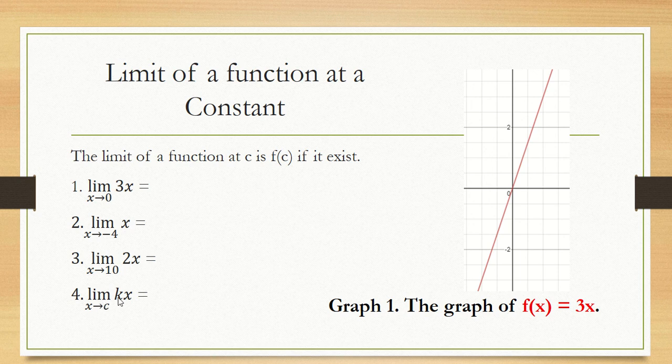And the limit of kx as x goes to c is kc, because k is a constant there. So the graph of f of x equals 3x. That means if our x is 0, the value of f of x goes to 0. If the value of x goes to 2, the value of f of x goes to 6 because 3 times 2 is 6. So the limit of a function at c is just substitution, if it exists.